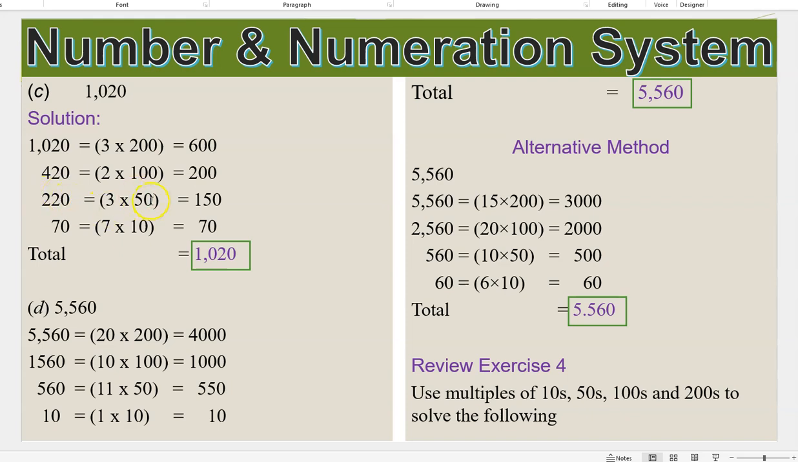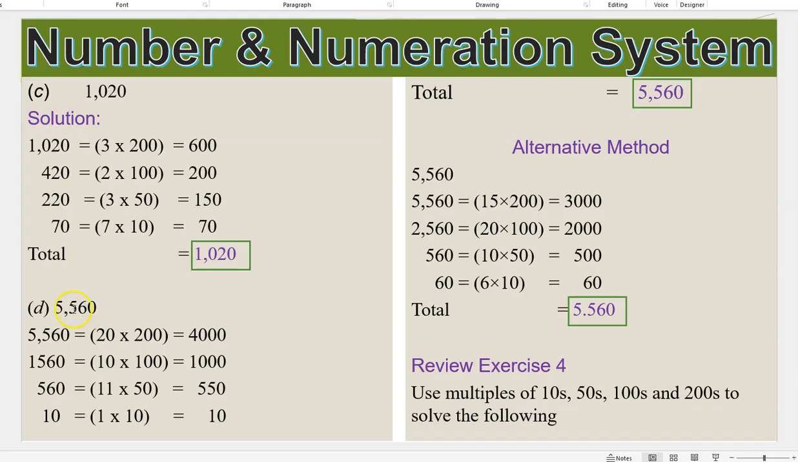How many 50s do we need? 3. And 3 by 50 gives us 150. 150 subtracted from 220 gives us 70. How many tens do we need? 7. So 7 by 10 gives us 70. When we sum them up, we get 1,020.